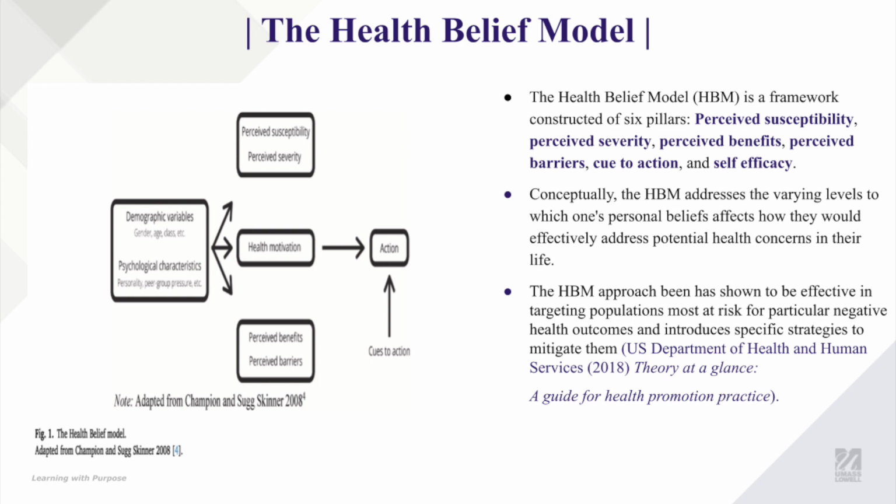The health belief model is a framework mainly constructed of 6 pillars: perceived susceptibility, perceived severity, perceived benefits, perceived barriers, cue to action, and self-efficacy. Conceptually, the health belief model addresses the varying levels to which one's personal beliefs affect how they would address potential health outcomes or concerns within their life. The approach has been shown to be effective in targeting populations most at risk for a particular negative disease outcome and introduces specific strategies to mitigate them at each level of the framework.